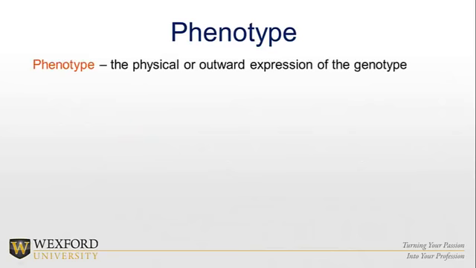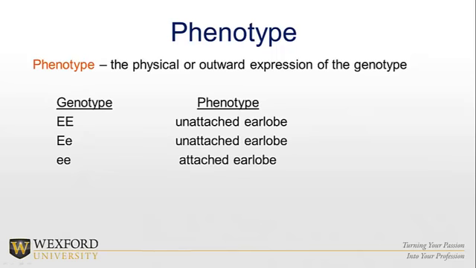Phenotype, once again, is the physical or outward expression of those genes, the genotype. So an example would be earlobes. Unattached earlobes are the dominant phenotype. So if I have a genotype big E, big E, I have two alleles both saying unattached, so that's my physical manifestation. If I have a genotype big E, little e, I have one allele that says unattached, one that says attached, but unattached is dominant, so that's what the phenotype is going to be. And little e, little e, that's my genotype, two alleles, both attached earlobes, and that's recessive, that's when I'm going to see it.